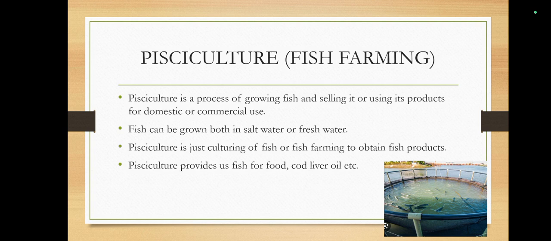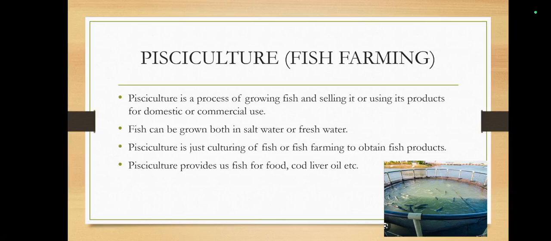Pisciculture means fish farming. The breeding, rearing, and transplantation of fish by artificial means is called pisciculture. Pisciculture is the process of growing fish and selling it or using its products for domestic or commercial use. Fish can be grown in both salt water and fresh water. Pisciculture is just culturing of fish, or fish farming, to obtain fish products. It provides us with fish for food, cod liver oil, etc.